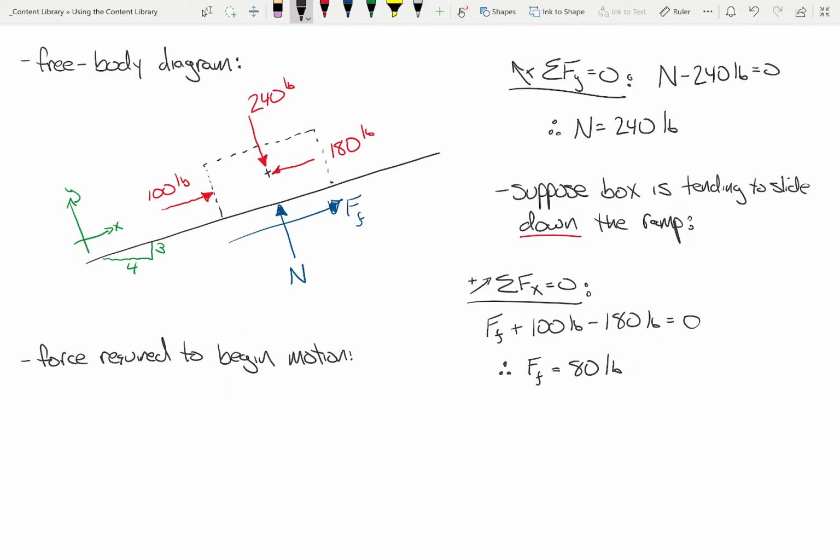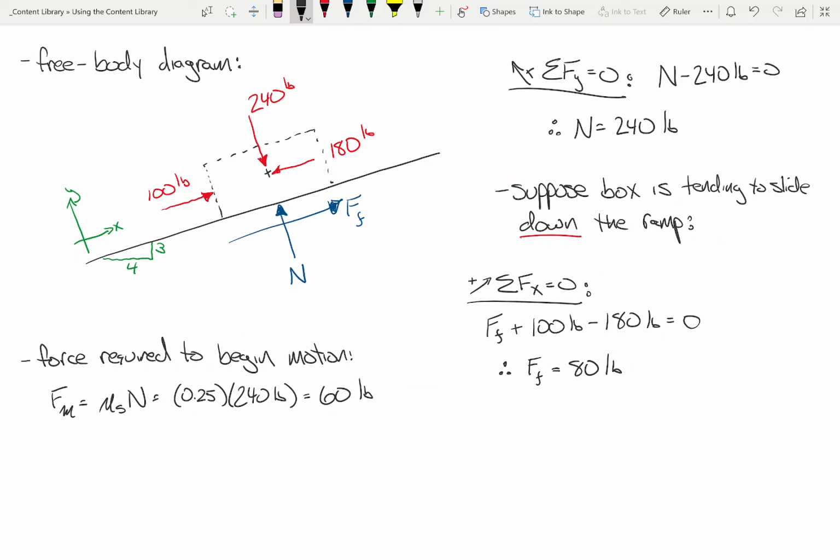What is Fm? It's going to be mu sub s times n. Mu sub s was 0.25. What was n? Would it be 60? Oh, after I calculate it, yeah. This is 240. You're saying the answer's 60? Yes. I thought you were saying this was 60. Yeah, no, 60 pounds. Okay.